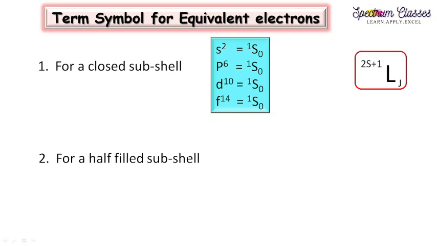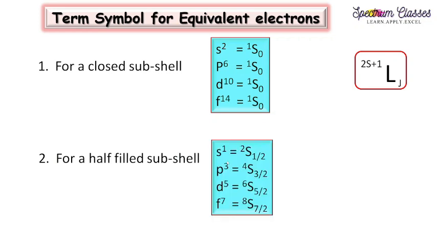Similarly, for the half-filled subshells, s1, means the maximum number of electrons it can occupy divided by 2, we get the half shell. So s can accommodate a maximum of 2 electrons, so here we have 1 electron. P can accommodate a maximum of 6 electrons, so here we have 3 electrons. Similarly, d5 and d7. You are all aware of these half-filled subshells. And for these half-filled subshells, we have this type of term symbols.